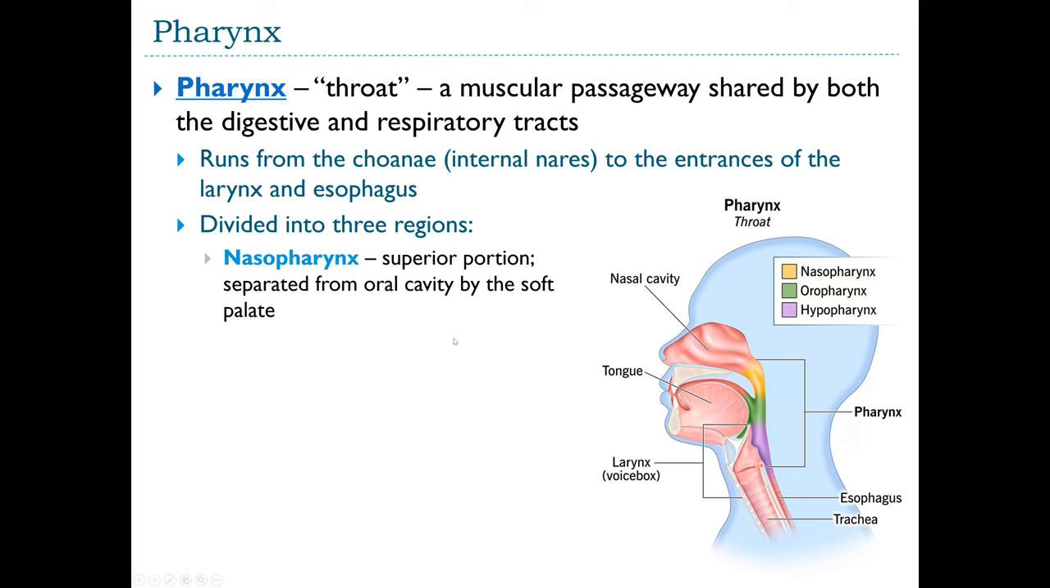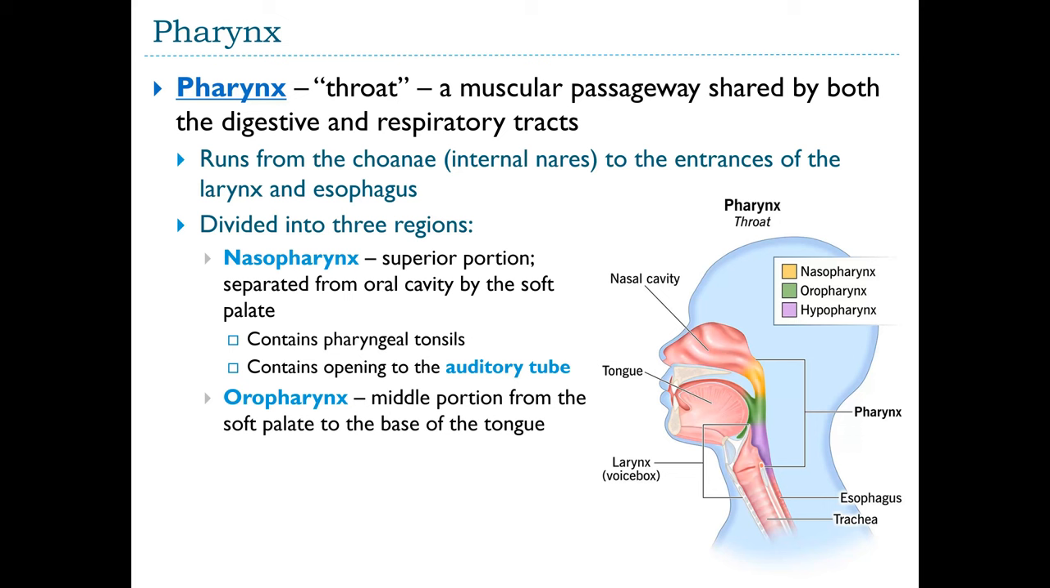So the nasopharynx is the superior region that is colored in yellow. It is separated from the oral cavity by the soft palate, which is the non-bony bottom of the nasal cavity and top of the oral cavity. It contains the pharyngeal tonsils that we talked about in chapter 22. It also contains the opening to the auditory tube, which connects to the middle ear, as discussed in chapter 17.